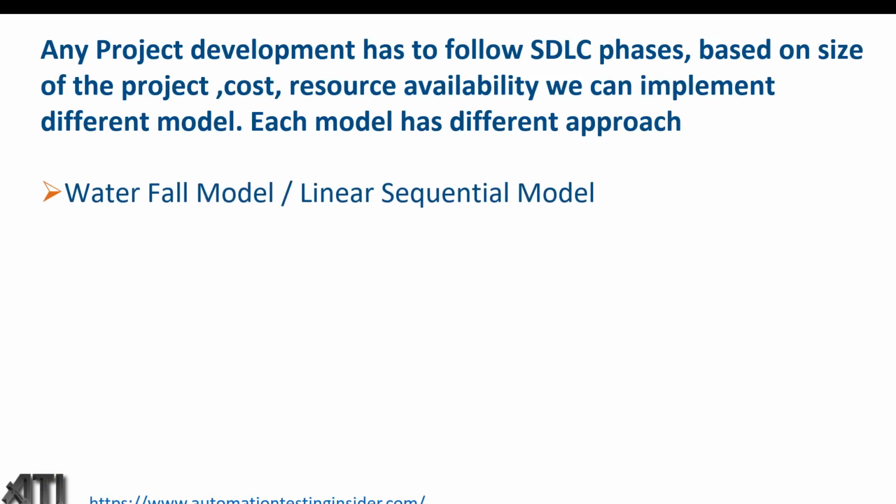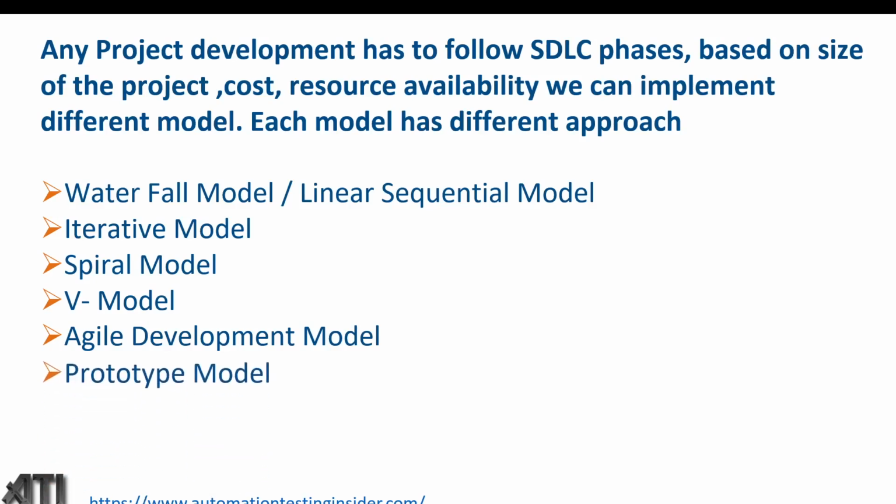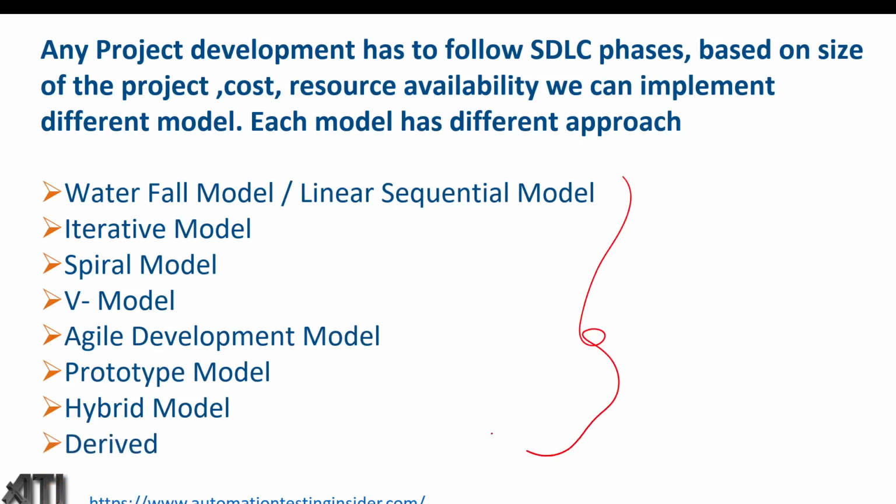The waterfall model, which is called the linear sequential model, we'll discuss today. And the iterative model, spiral model, V model, agile development model. The agile development model is very frequently used nowadays, and it's very important. Then the prototype model, hybrid model, and derived model. So these are the different models we have in the industry to develop any software.